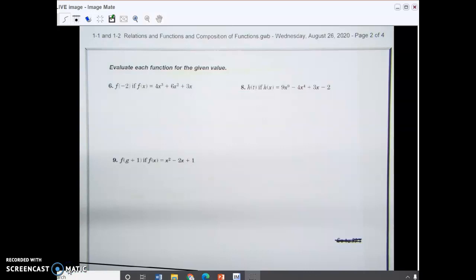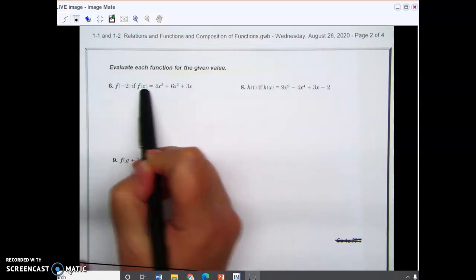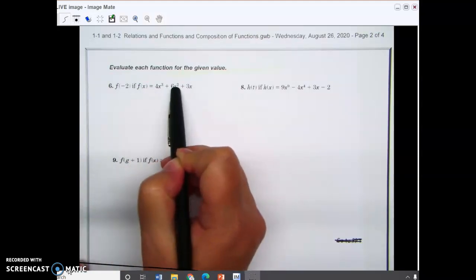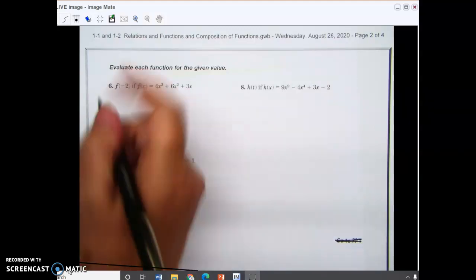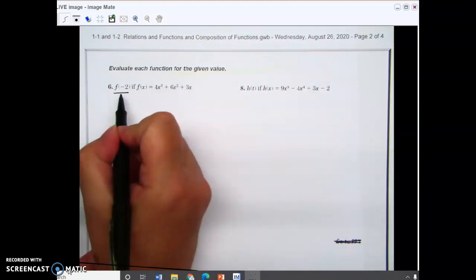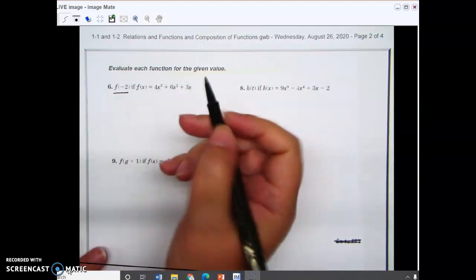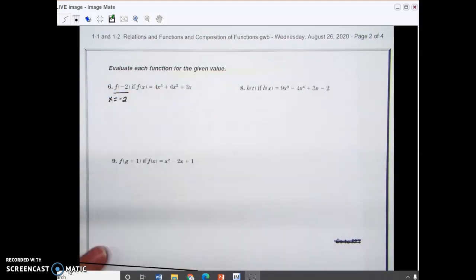So take a moment to pause the video and go ahead and copy down question number 6. I'll give you a second. So if you take a look at number 6, it's saying the function in terms of x is 4x cubed plus 6x squared plus 3x. So what this is saying is, what would my y value be? Because remember, y and f of x are interchangeable. What would my y value be when x is equal to -2?